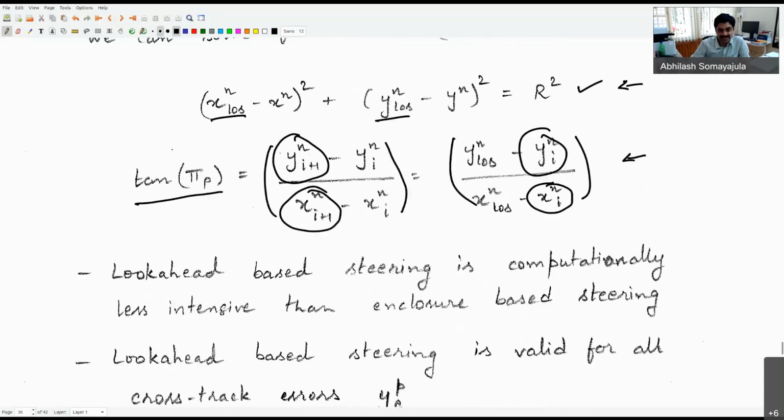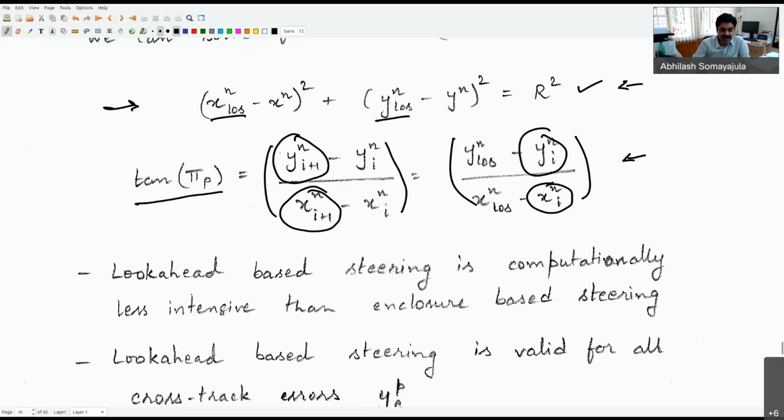You can already sense that since these equations, at least the first equation, are not linear, this computation is a little more involved than what you're doing in terms of the look-ahead distance calculation. Okay, so the enclosure-based steering is more computationally intensive than the look-ahead-based steering.